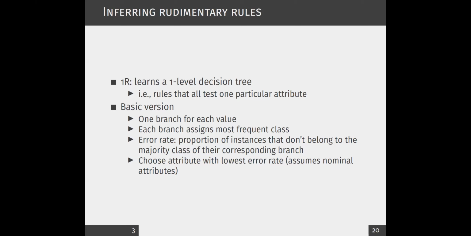Remember, in this particular case, we are going to assume that we have nominal attributes. What do you mean by nominal? You have categorical data. I will explain with the example.